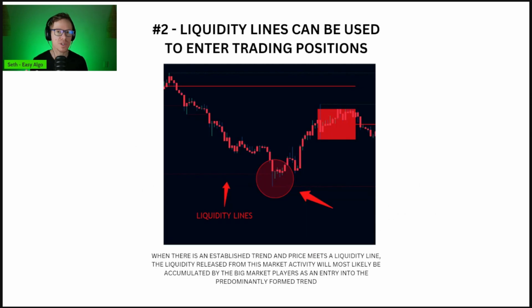Liquidity lines can also be used to enter your positions. So you can see price comes down, it taps into this liquidity line. We start to see rejection and reversal candles. This can be a sign now that you can enter your long position in this location.